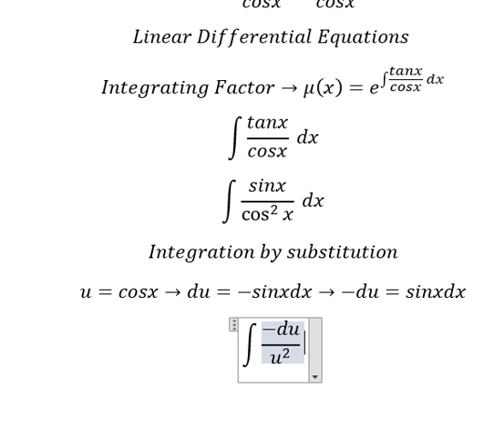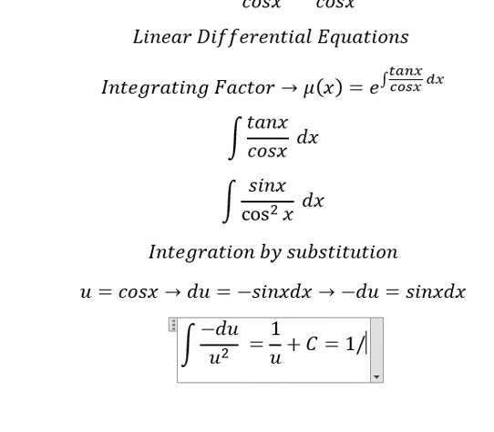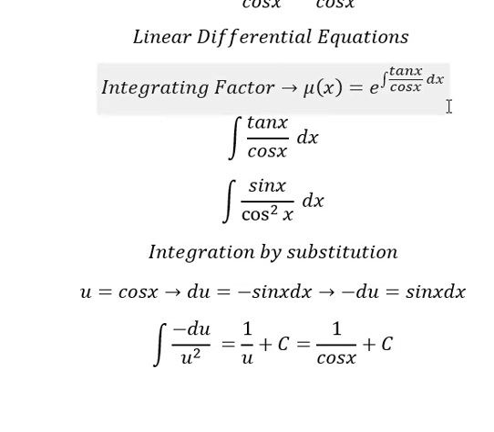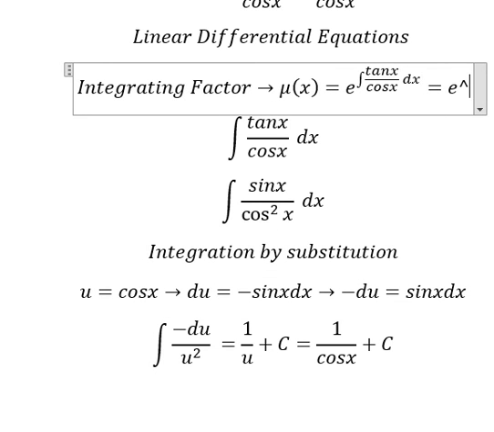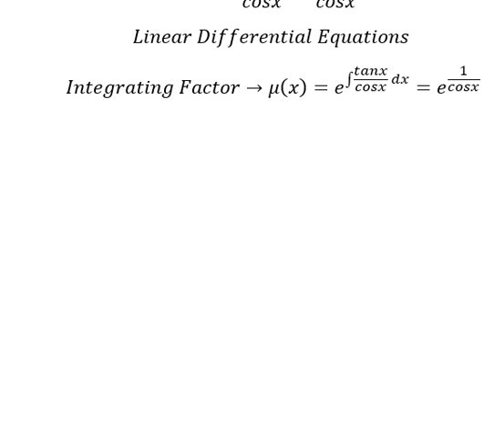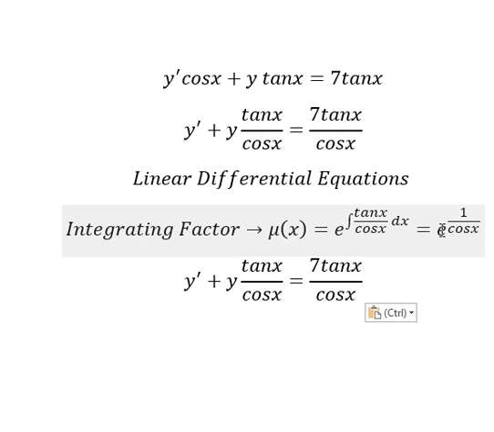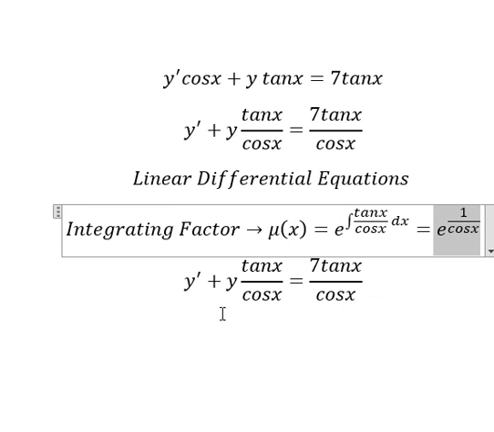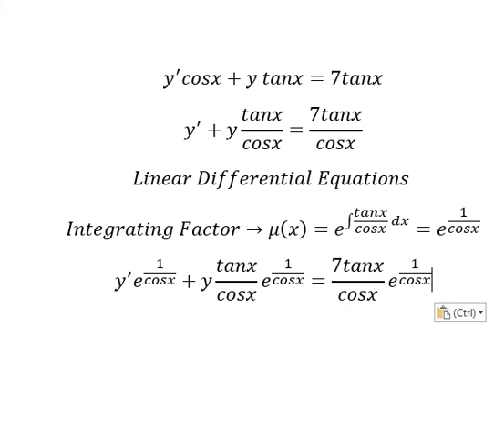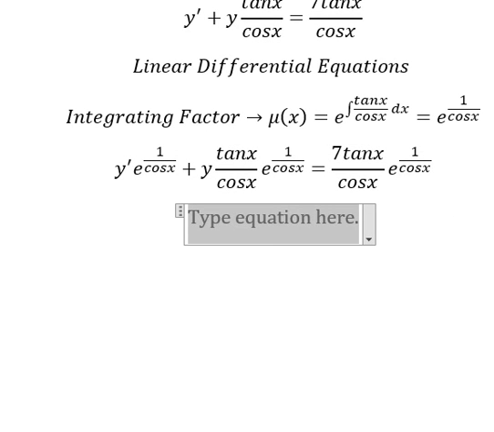So the integration of this one, we have 1 over u, where u is cosine x. So this one we have e to the power of 1 over cosine x. So we need to multiply both sides by this one. So we put the integration on both sides.